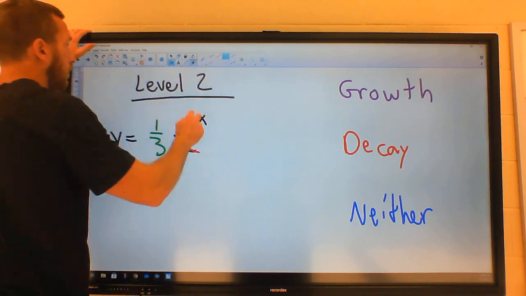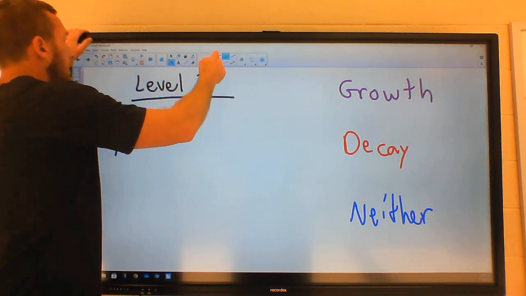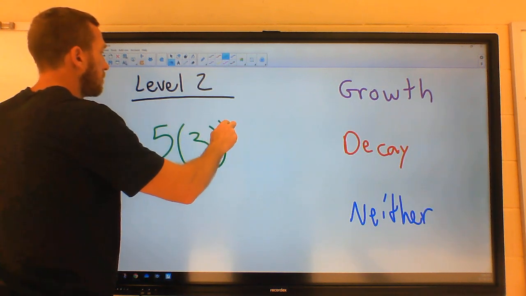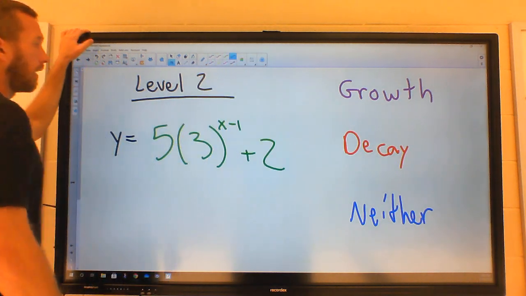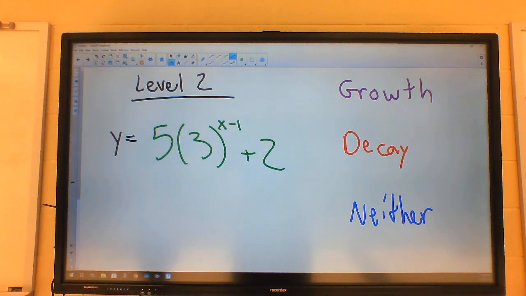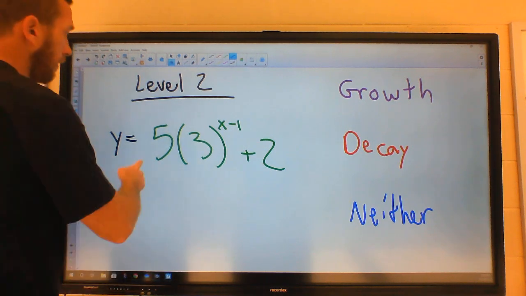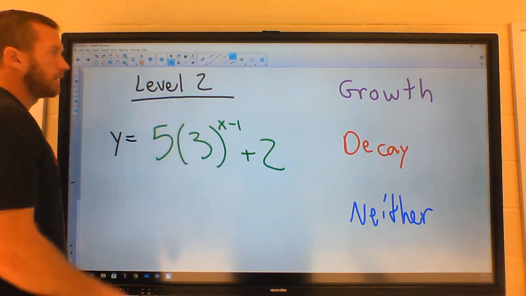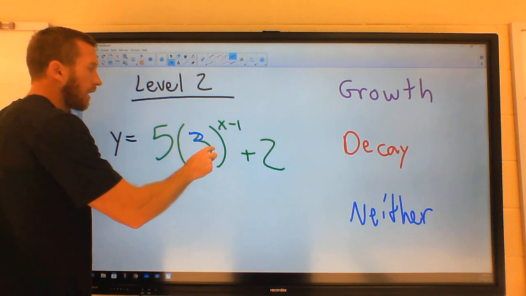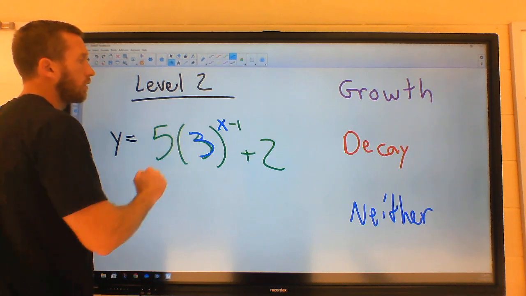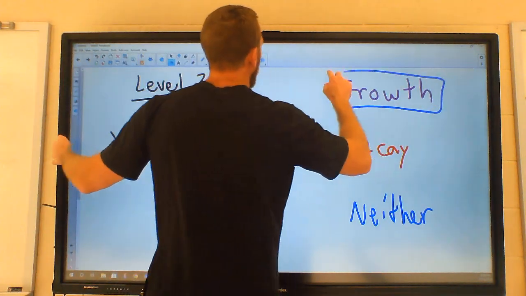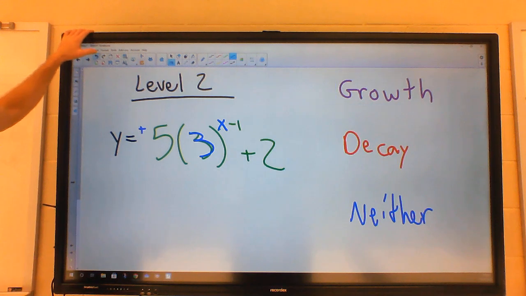So let's try this again. Let's go with y equals 5 times 3 to the x minus 1 plus 2 power. And we want to identify if it's growth, decay, or neither. So check this out. Things that don't matter: the 5 doesn't matter, the plus 2 doesn't matter, the minus 1 doesn't matter. The only thing that matters is it's got a base of 3 raised to a positive x power, and there's a positive out front there. This is a growth problem. It's just 3 raised to an exponent for all intents and purposes.